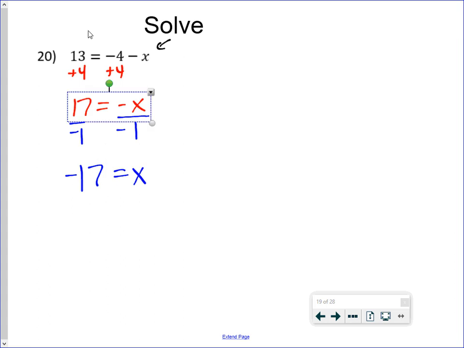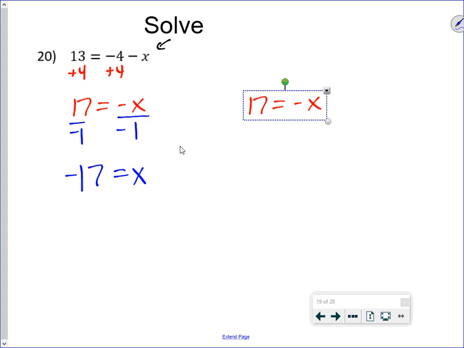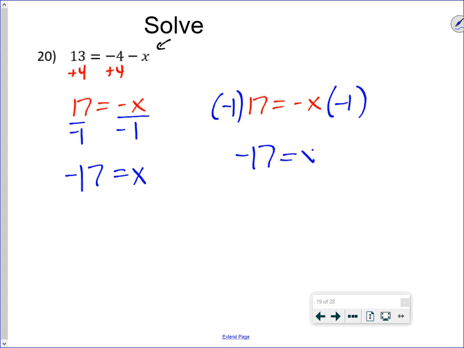Now a fun thing is that dividing by -1 is the same as multiplying both sides by -1. You still get the same answer.